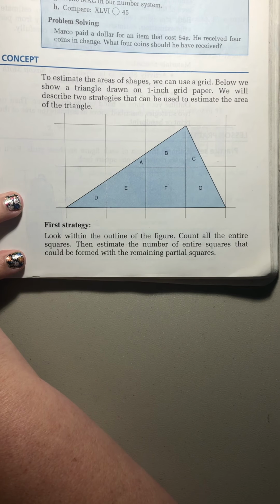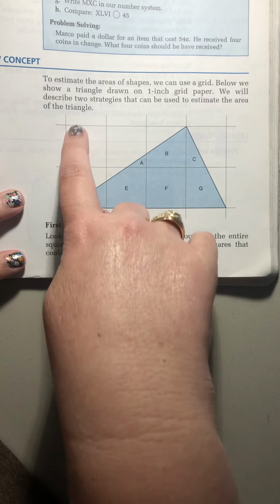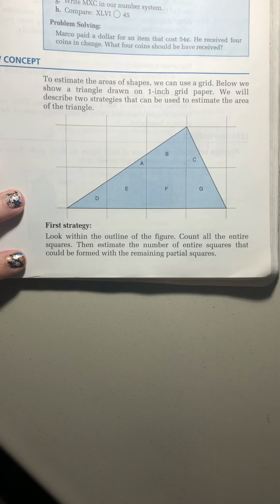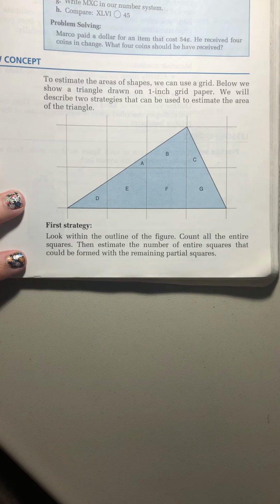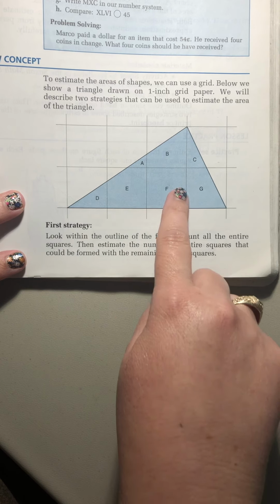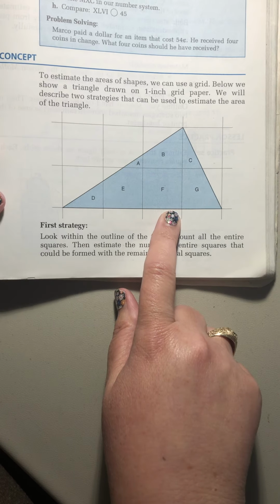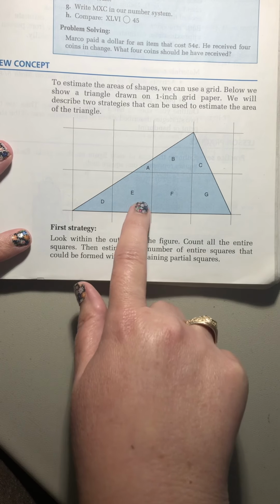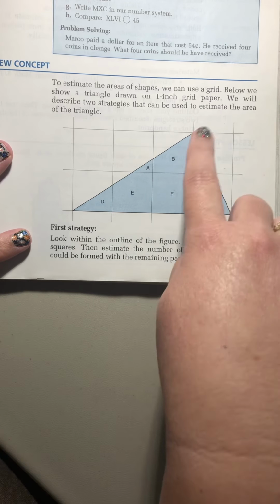There's a couple different ways we can go about estimating. This is a 1-inch grid. That means each little square in here is 1 inch. So we're supposed to look at this grid and estimate what the area of this blue triangle is. As we look at it, we can see there are some whole squares colored in, like letter F here. But there are a lot of partial squares colored in also, like F is partial, A is tiny, D is tiny, B is mostly covered.